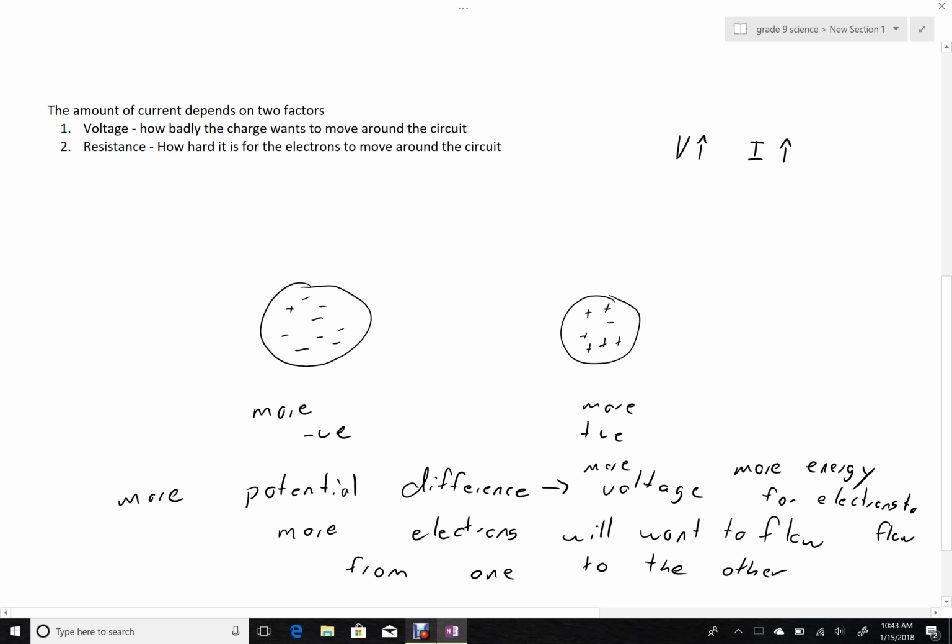That's not the only factor though. Again, for these things to flow from one location to another location, we need a pathway. And usually in that pathway, so that we can make use of the flow of these electrons, we put in some sort of electrical load, or some sort of resistance.